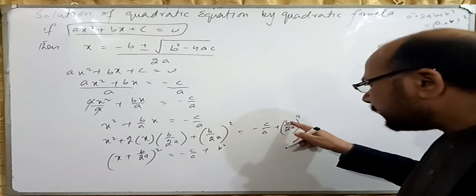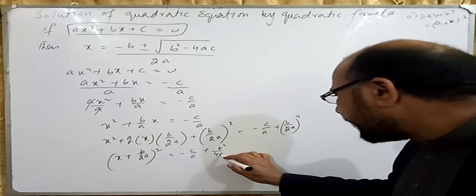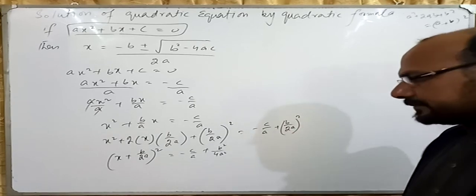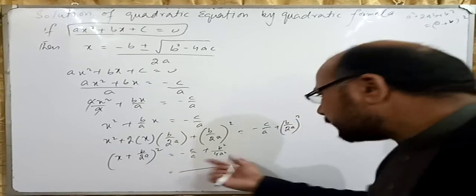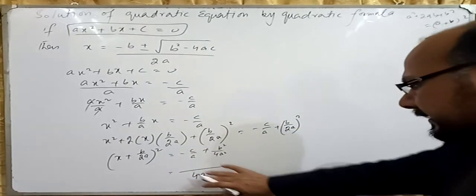This square is the square of the numerator as well as the square of the denominator, divided by 4a square. 2 square, 4, a square, a square. Now we have to take the LCM on this side to add with. So if we take the LCM, 4a square will be the LCM.